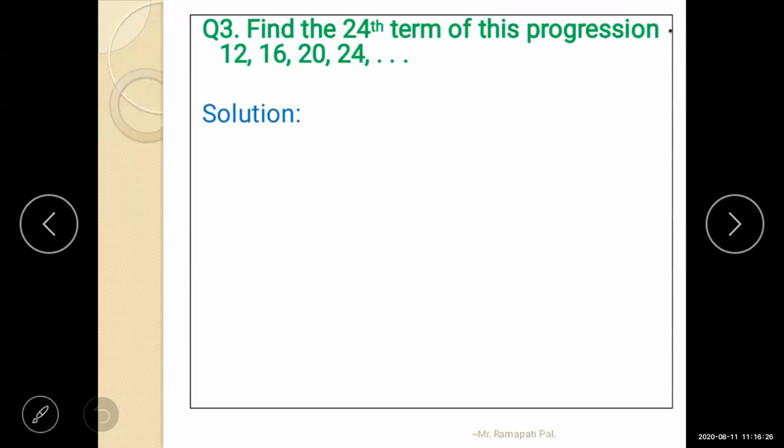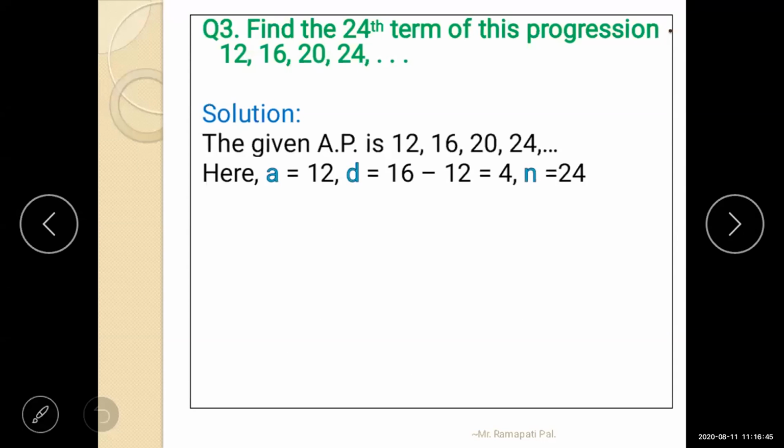First of all, you have to write down the given AP is 12, 16, 20, 24. Correct? Now you have to identify. What do you have to identify? A, D, and N. Correct? So identify: A is 12. D is 16 minus 12. You know the formula? Just write down the formula fast. Write down the formula. Yet no one has written. Otherwise, many students are writing, but only one answer came. That is Shreyas Desai.